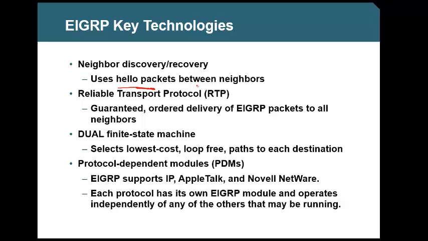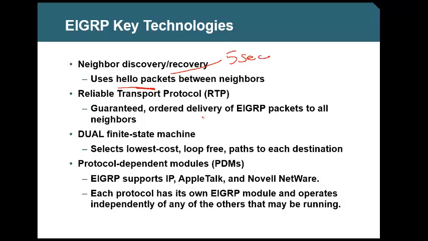Likewise, EIGRP uses hello packets. It's a tiny packet which is advertising the IP address of the router from where the advertisement is sent, and the autonomous system from where the packet is coming, and so on. Hello packets are sent every 5 seconds. And with the hello packet, neighbors discover each other and they form neighborship.